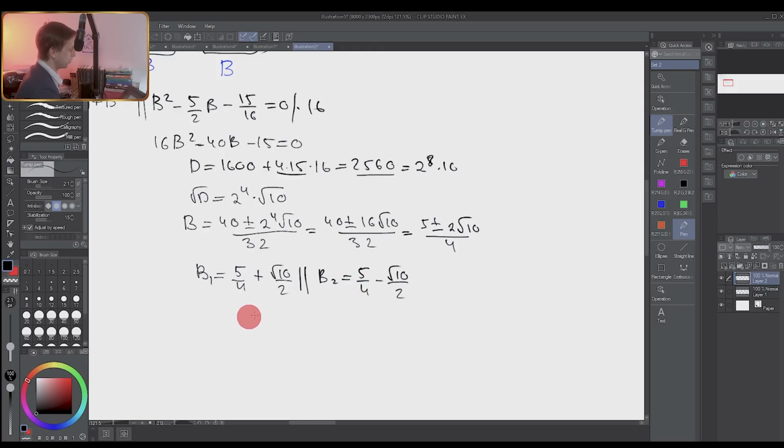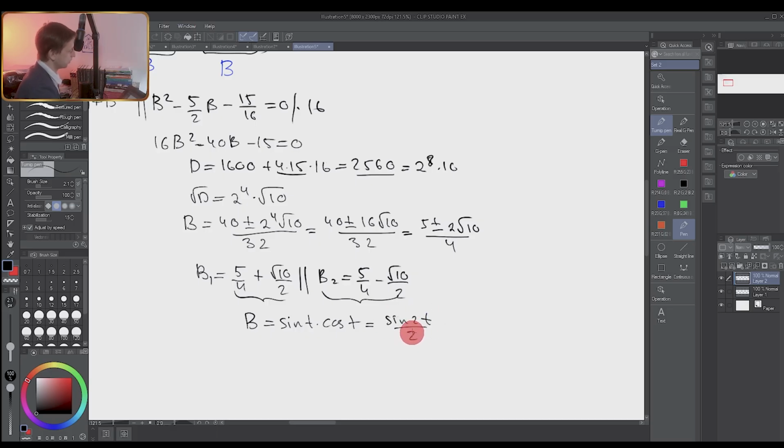Let's go back to our substitution. We remember that b equals sine t times cosine t. So it may be that some of these numbers will not work for us. And how to understand which of them will not work for us? Well, this one is simply sine of 2t over 2. It is a sine of some angle over 2.